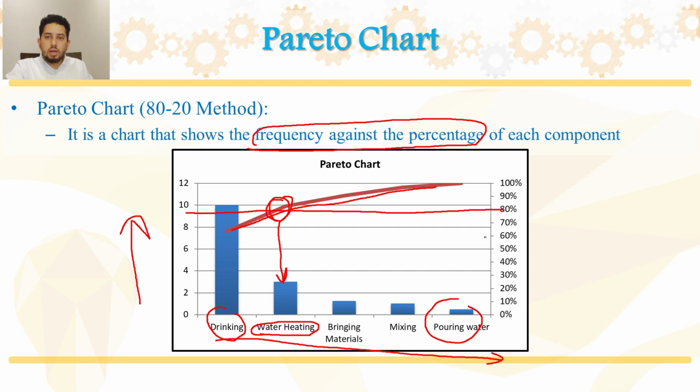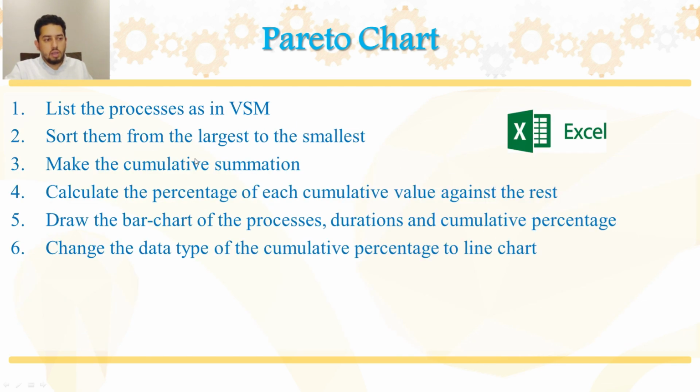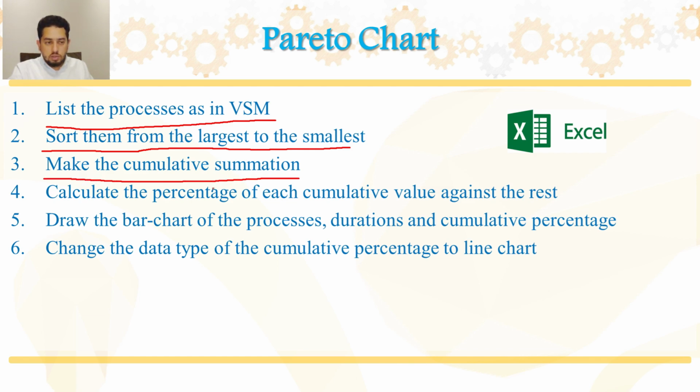To prepare the Pareto chart, we can use Microsoft Excel in 6 simple steps. I will show you this in a video later. First, we list the process steps from the value stream map. As we said before, we have 5 steps: drinking, heating, and so on. Then we sort them from the largest to the smallest. Then we make the cumulative summation. We'll see how to do that. And then we calculate the percentage of the cumulative value.